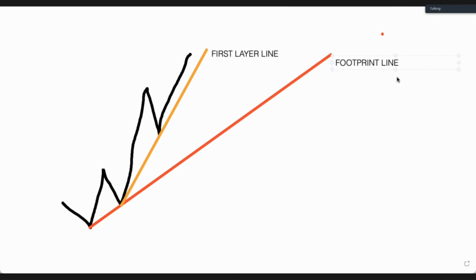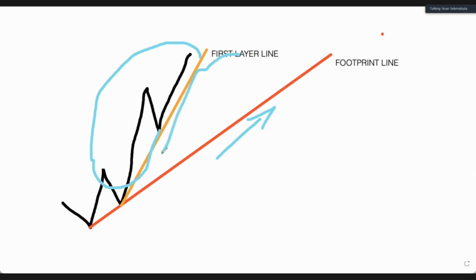So the red line, it is the footprint line, and normally this line is the one that shows us the slope of the market. And now the first layer line is the one that distinguishes whether the market will still go into the direction it was going, or the market is about to go into the opposite direction.